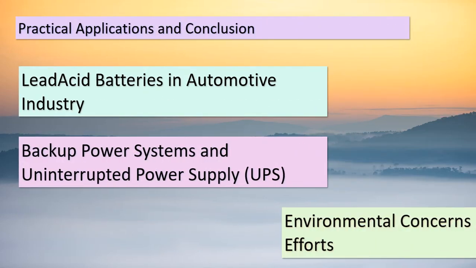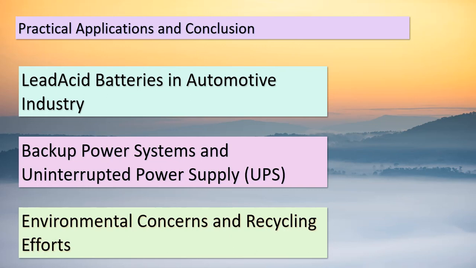Fantastic progress, class! Let's wrap up our exploration of lead-acid batteries by discussing their practical applications and broader significance. These batteries play a crucial role in the automotive industry, providing the power needed to start engines and run various electrical systems. Beyond cars, they're used in backup power systems and uninterrupted power supply (UPS) setups to ensure continuous electricity in case of outages. While these batteries offer impressive utility, it's essential to address environmental concerns and promote recycling efforts due to the lead content.